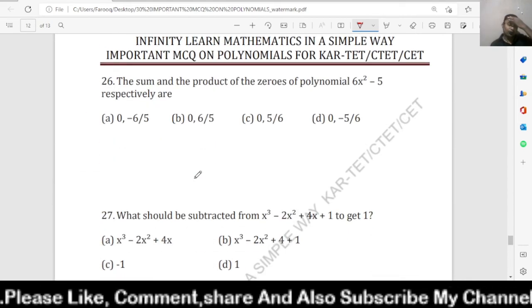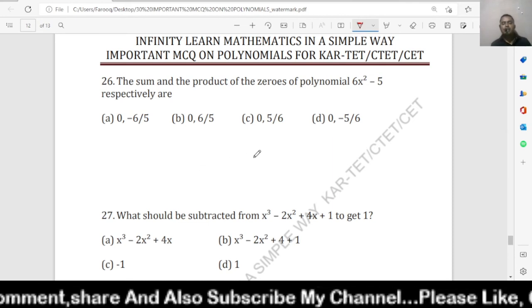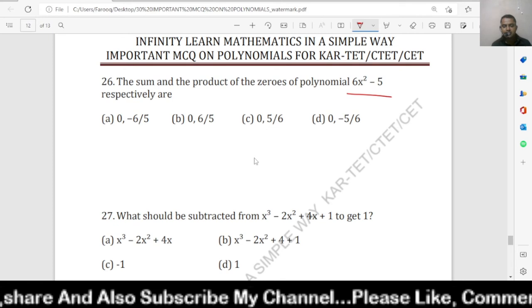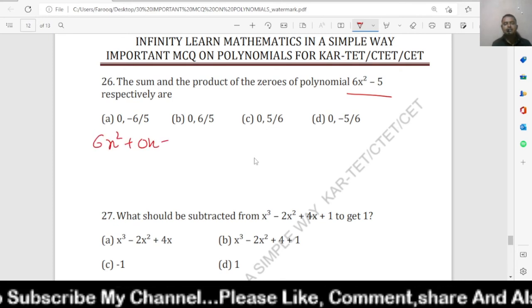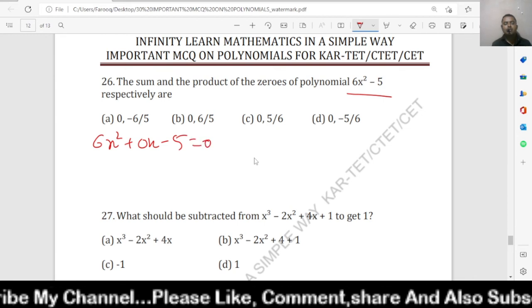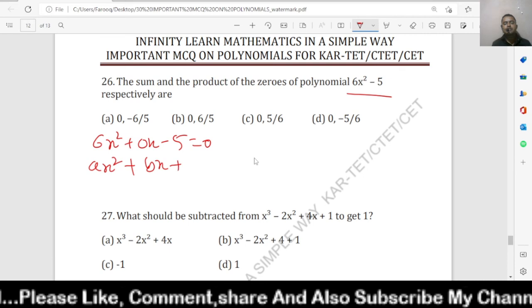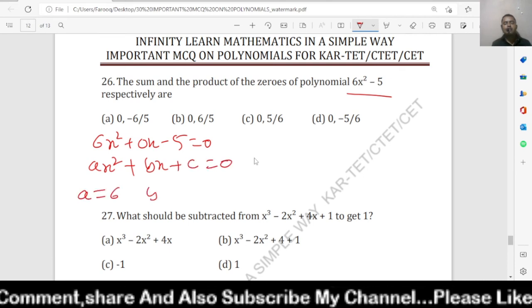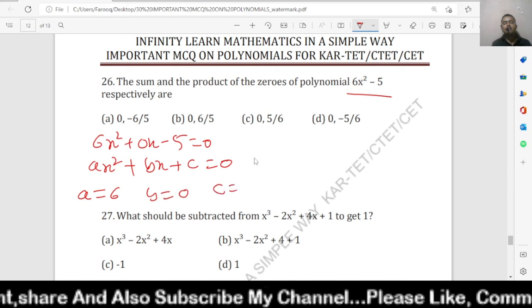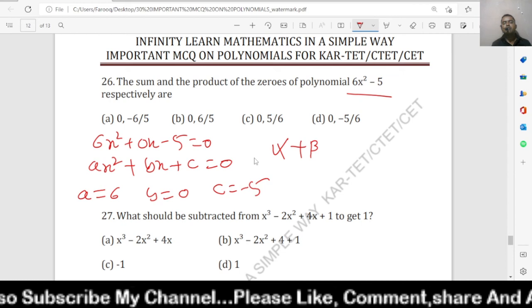Question number 26. The sum and product of zeros of the polynomial 6x square minus 5. So I am writing this equation in this manner: 6x square plus 0x minus 5 equal to 0, and below that I am writing the quadratic polynomial ax square plus bx plus c. What is the value of a here? 6. What is the value of b? 0. What is the value of c? Minus 5. Sum of the zeros alpha plus beta is equal to minus b by a.